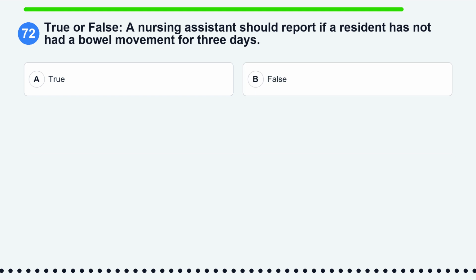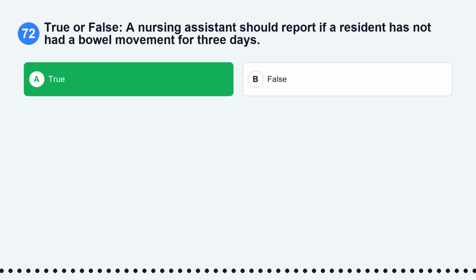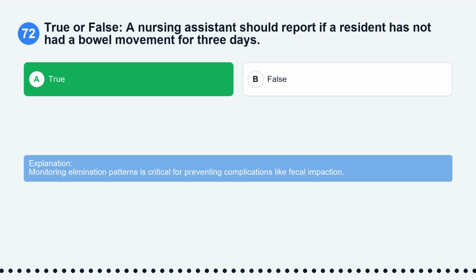Question 72. True or false, a nursing assistant should report if a resident has not had a bowel movement for 3 days? Option A, true. Option B, false. The correct answer is option A, true. Monitoring elimination patterns is critical for preventing complications like fecal impaction.